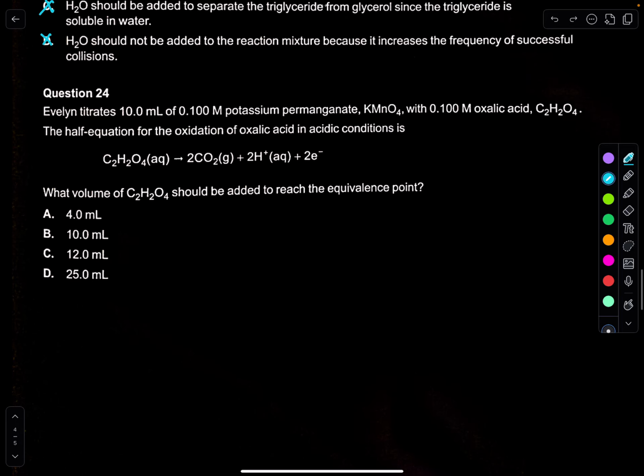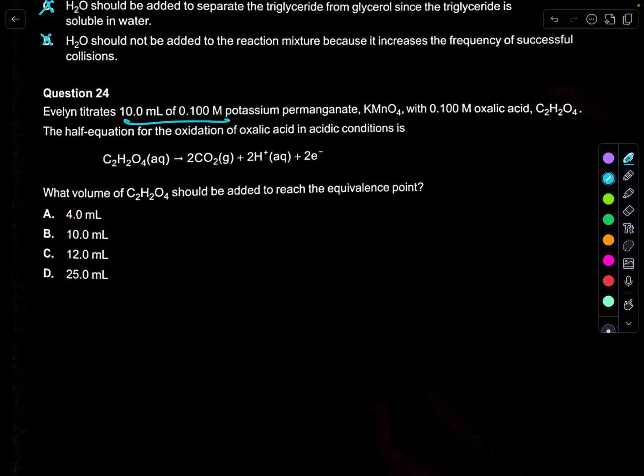23B. Okay. 24. It says Evelyn titrates 10 milliliters of 0.1 molar potassium permanganate with 0.1 molar oxalic acid. The half equation for the addition of oxalic acid in acidic conditions is given. The volume of this that should be added to reach the equivalence point is what? This is actually not too bad. So we want to try to find what? The volume of this. And we're actually given the concentration. So we just need to find the mole.